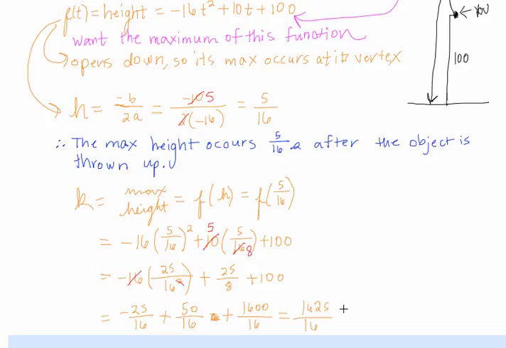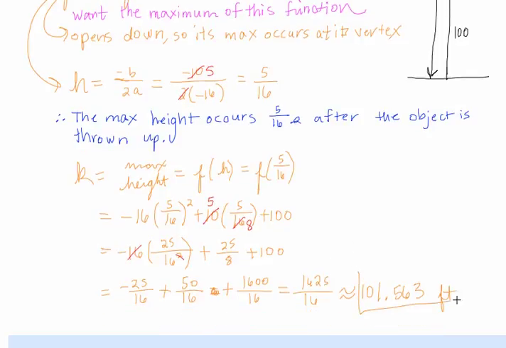Which, if you approximate that, that's approximately 101.563. So that's how many feet, that's the max height. So this person just barely tossed the rock up because it only went up 1.5 feet before it started to fall again. It only went up 1.5 feet because you were already at 100. Okay, so that is the max height of the object.